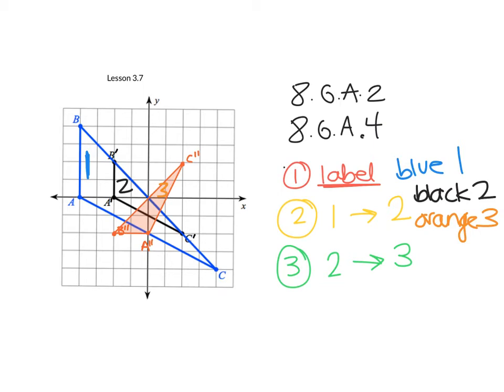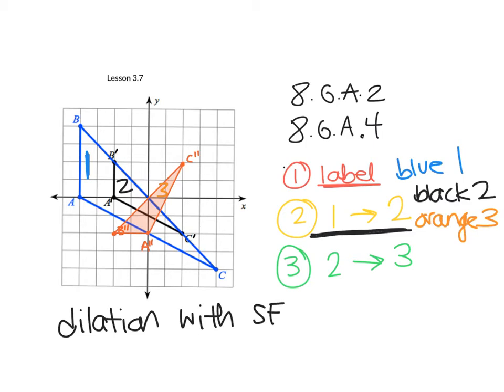Step 2, we need to look at shape 1 to shape 2. So my blue shape to my black shape. It's pretty obvious to me that this shape has been reduced. So there's a dilation happening here. So from shape 1 to shape 2, it is a dilation. And we need to say the scale factor.